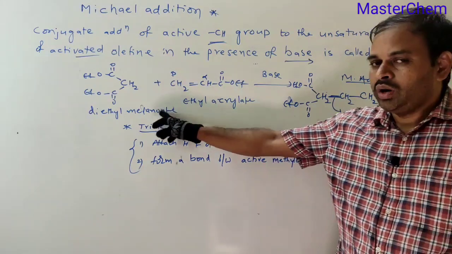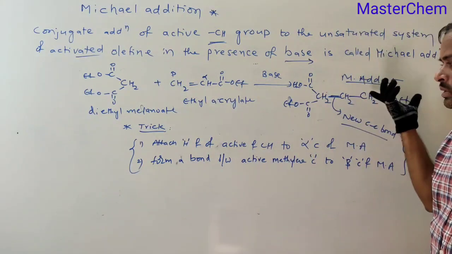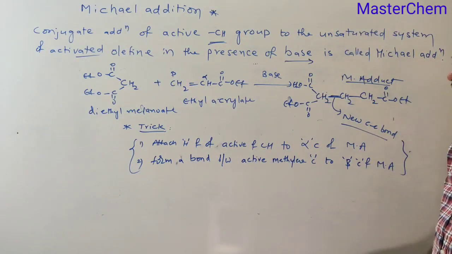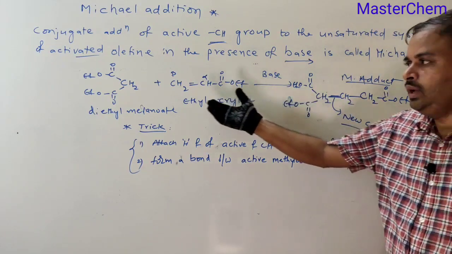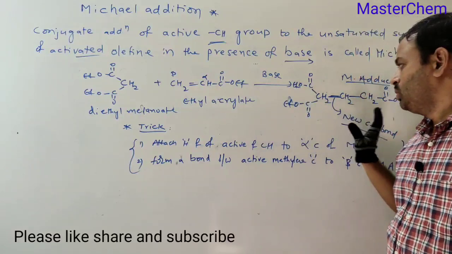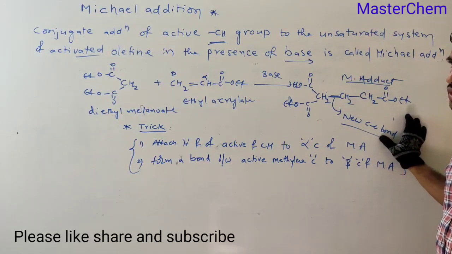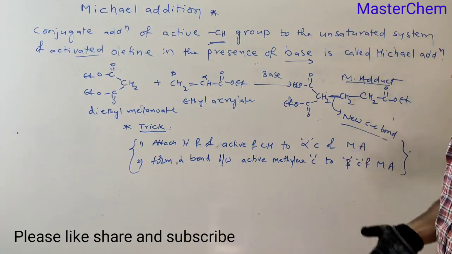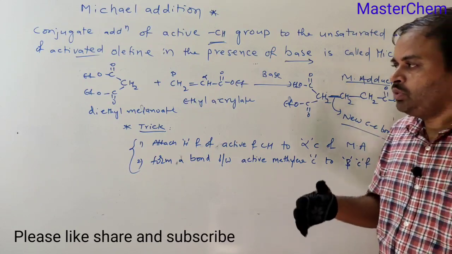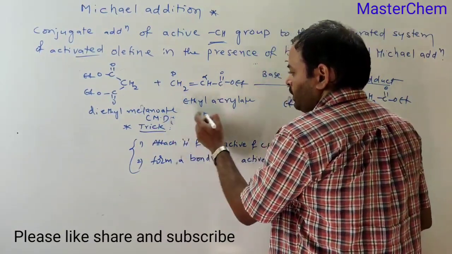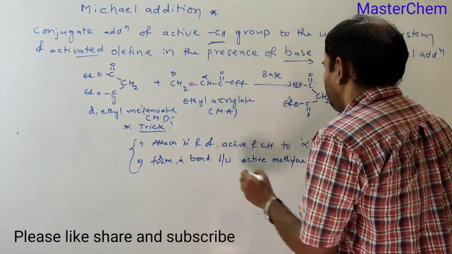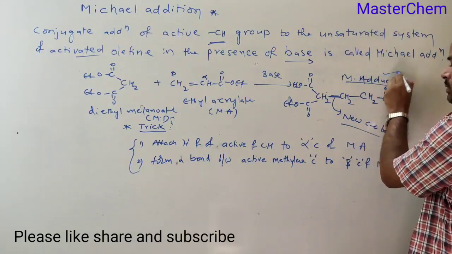So Michael donor plus Michael acceptor gives Michael adduct. Okay, so you can apply this trick to any given reactants to write the Michael adduct. So let us take some examples for Michael donor. So we know that this is Michael donor and this is Michael acceptor and this is Michael adduct.